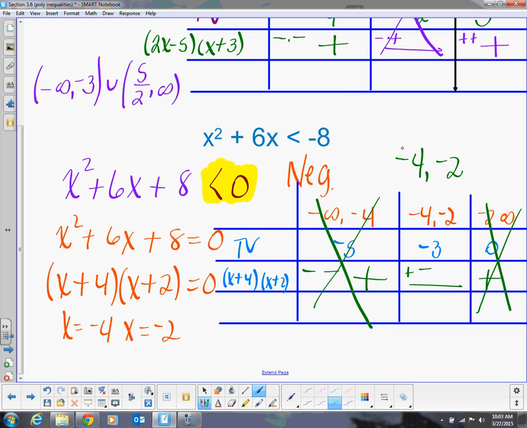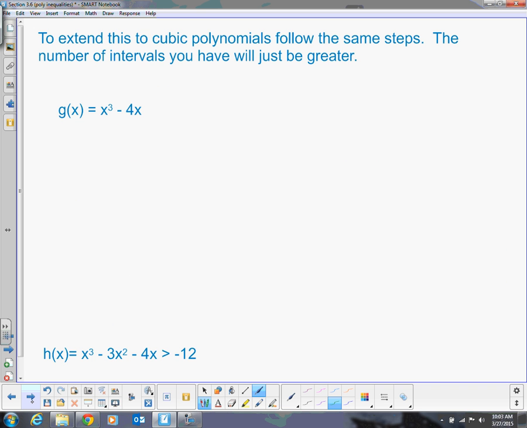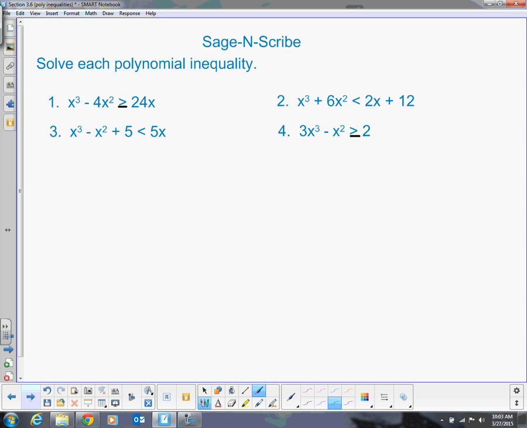What do I put around these? Parentheses, because it's not equal to 2. There's no bar. Do you like this better than where we've been? Yeah. I thought you might. Oh, we're going to have to extend it to cubics. Basically the same thing.